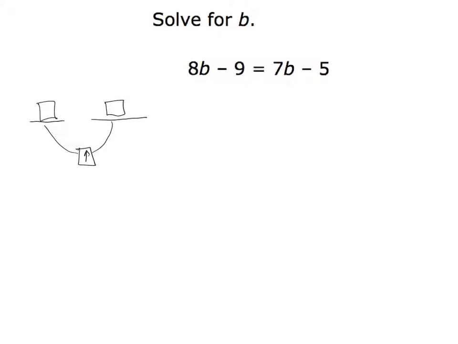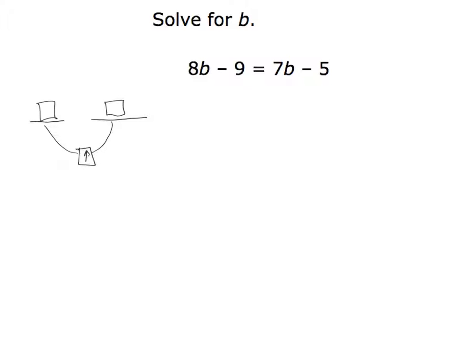So the first decision we have to make here is which side should I put the variables on? Should I put them here on the left where 8b is, or should I put the variables only on the right-hand side? A lot of teachers always tell students to put it on the left. I tell students it's really up to you. It's your decision. One thing I always suggest is try to do it in such a way that you can avoid having negative numbers, because it's easier to make mistakes with negative numbers than with positive numbers.